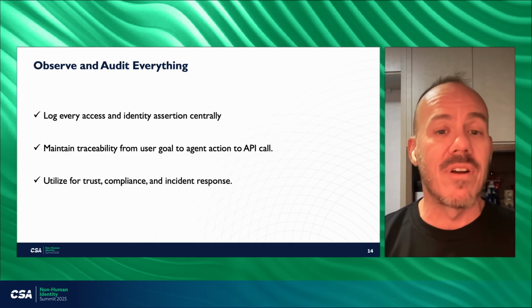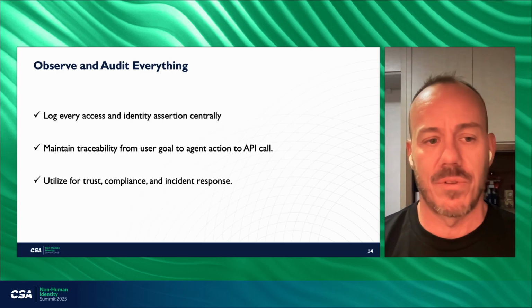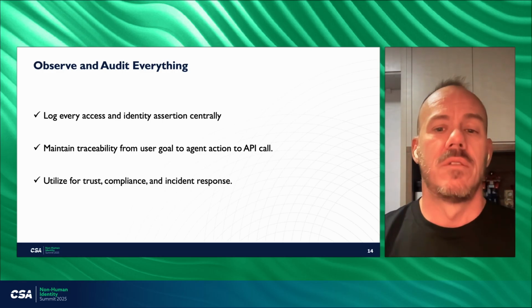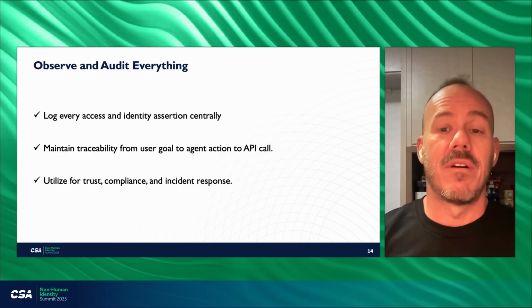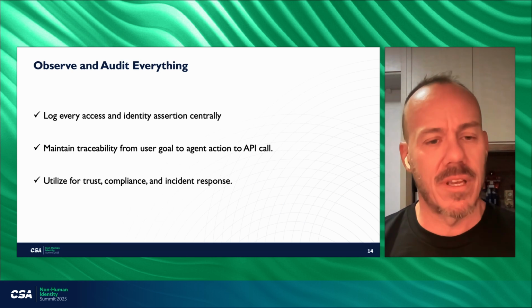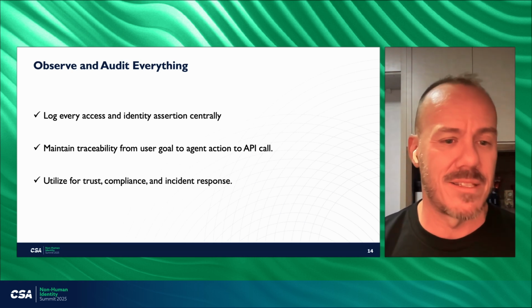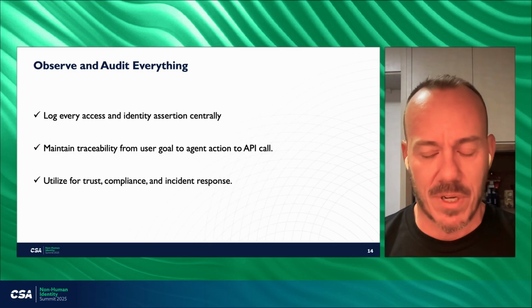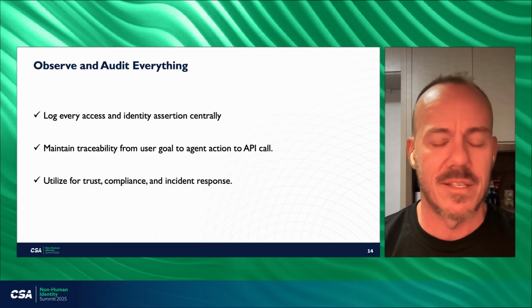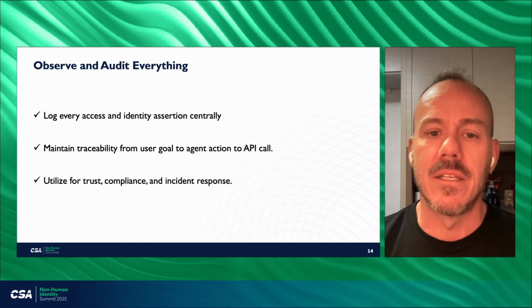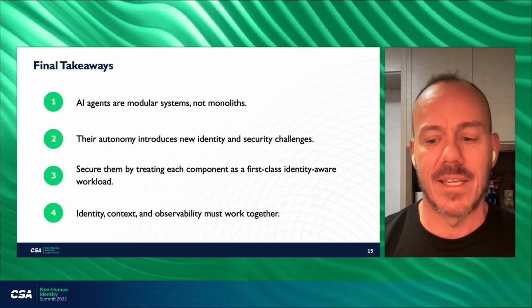So you want to log every access and identity assertion in a central location. You want to maintain traceability from the user goal to the agent action to resulting in an actual API call to a service. And once you have this logging in place and it's centralized, you can utilize this information for trust, compliance, and incident response. So, for example, if there were a security incident or a breach, you would be able to understand what happened and potentially stop that. Implementing observability right from the beginning, I think, is critical.